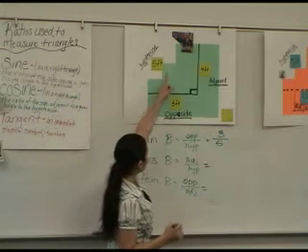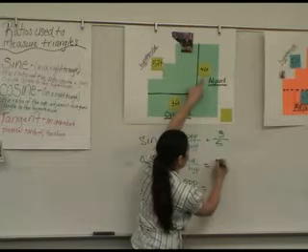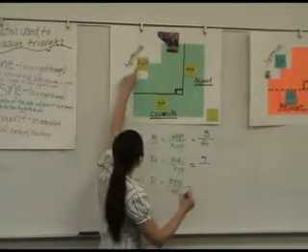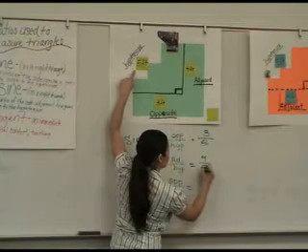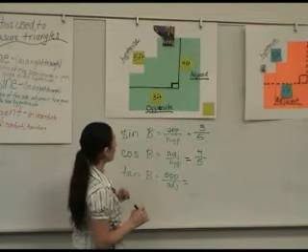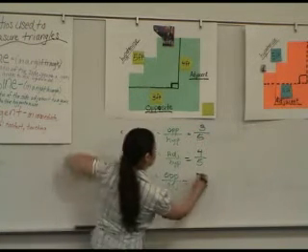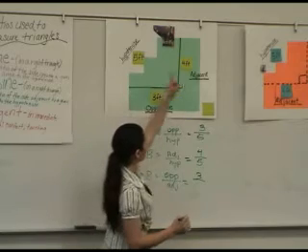Cosine of B, now it's different. It's adjacent over hypotenuse. I'm going to go adjacent, which is 4. Hypotenuse is still 5, so we get 4 over 5. And last, the tangent, opposite over adjacent. We go opposite, 3 over adjacent, 4.